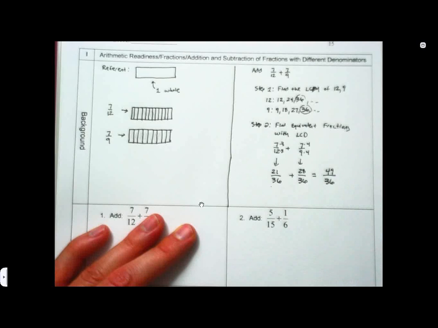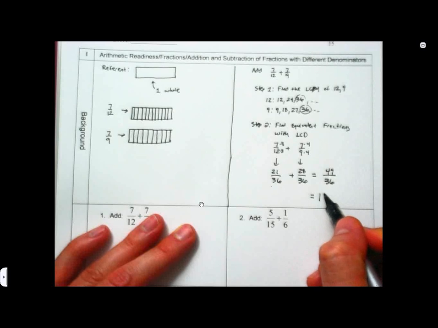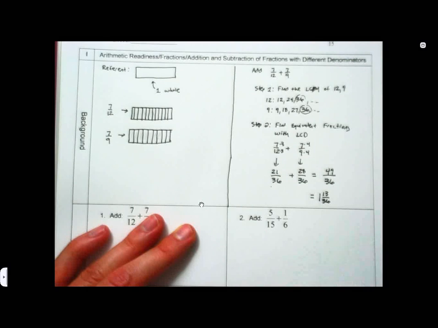And I could leave my answer like that, or I could write it as a mixed number. So writing it as a mixed number, 36 goes into 49 once, with 13 left over. And so I could write my answer really in either this form or this form. They're equivalent.